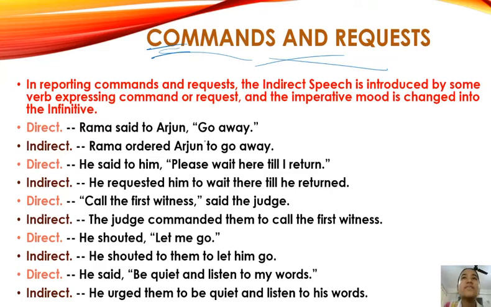Direct. Rama said to Arjun, go away. Rama ordered Arjun to go away. So we'll be using the word ordered. Arjun, to go away. He said to him, please wait here till I return. He requested him to wait there. Here changes to there, till I returned changes to till he returned.